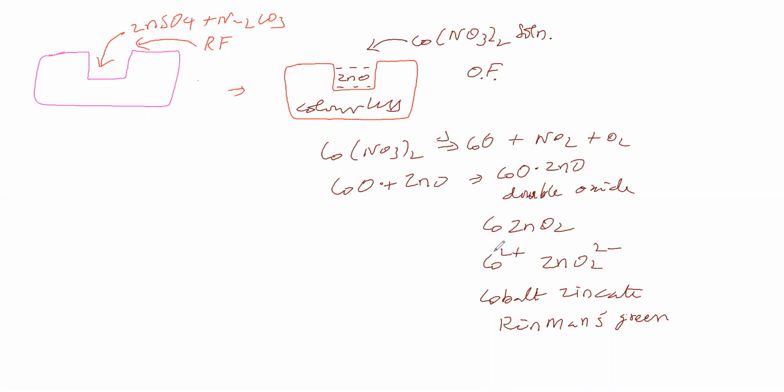Now this Co is having a 2 plus oxidation number. This ZnO2 is having a 2 minus net charge. So zinc is present in the anionic part. It is called cobalt zincate. This cobalt zincate appears as Rinmann's green.